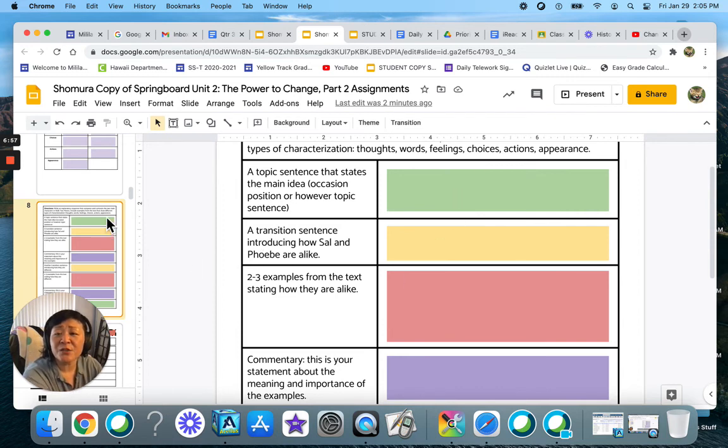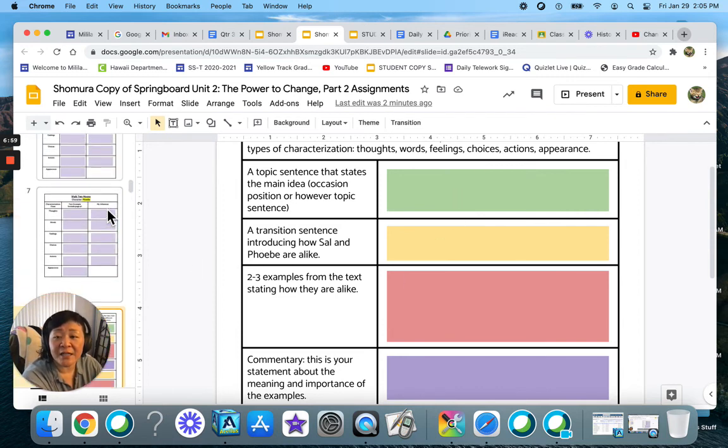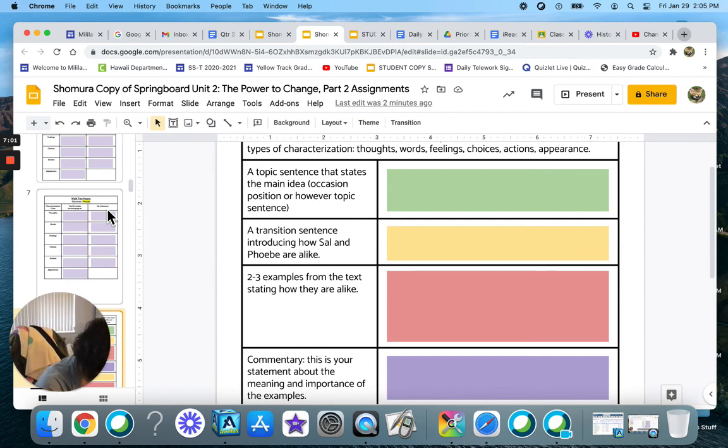So you will need to do these 3 slides. It will be very important for you to use your text. So you should have your Walk Two Moons novel book handy so that you can flip through it. And remember, you're looking for textual evidence. You're not just pulling stuff from your memory. You have to find the proof in the novel.